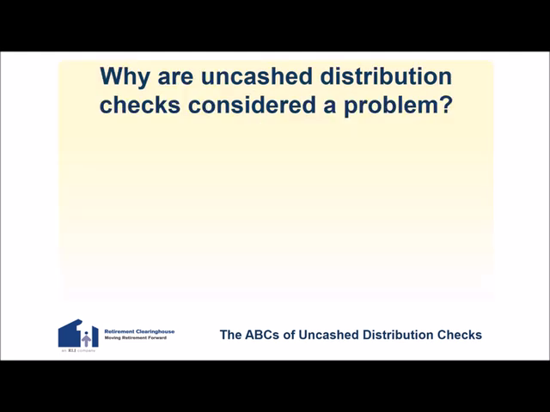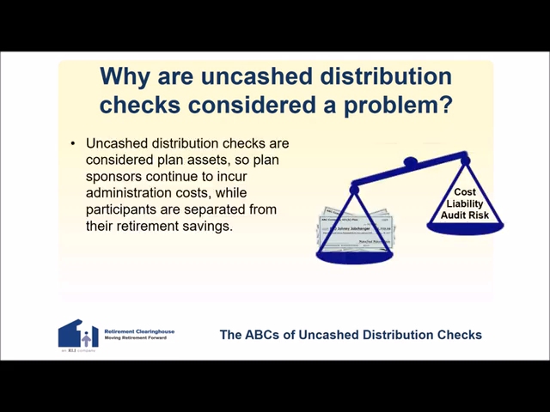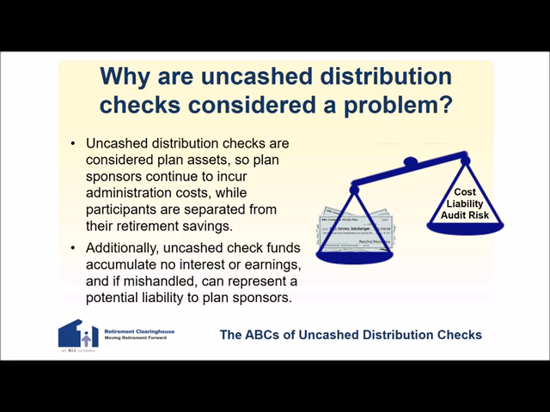Why are uncashed distribution checks considered a problem? Uncashed distribution checks are considered plan assets, so plan sponsors continue to incur administration costs while participants are separated from their retirement savings. Additionally, uncashed check funds accumulate no interest or earnings, and if mishandled, can represent a potential liability to plan sponsors.